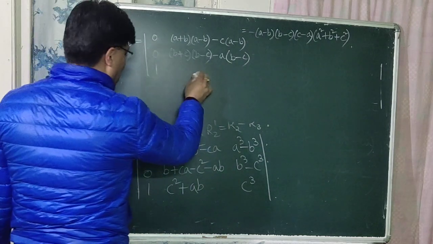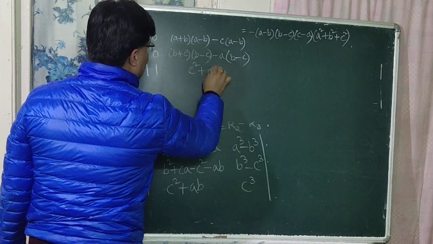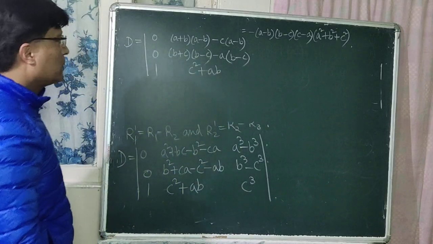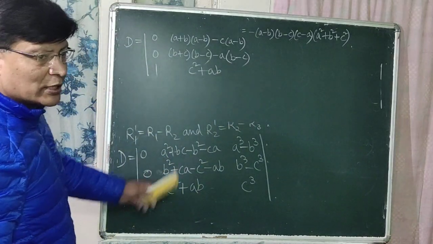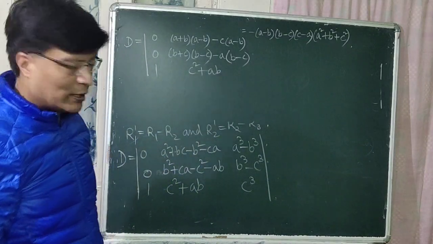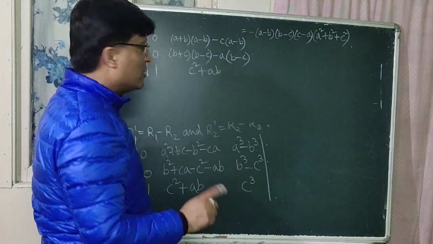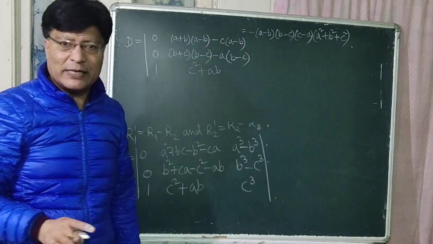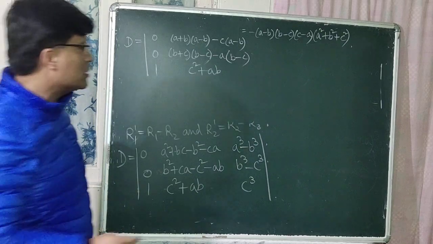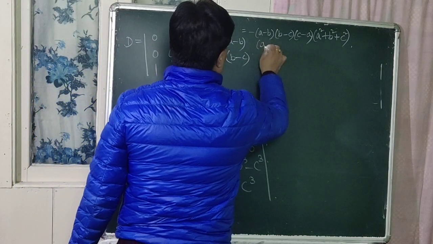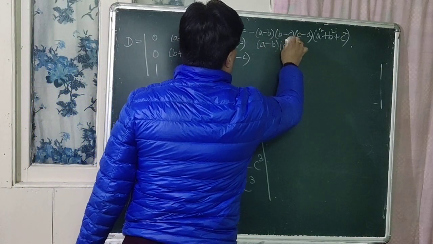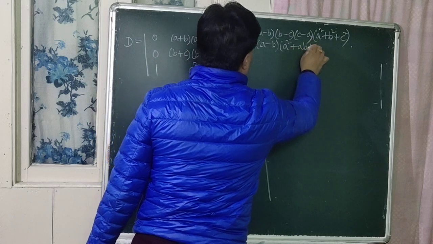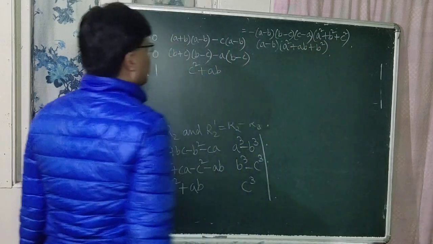Then write down c square plus ab. Next, what is a cube minus b cube? You know that is a formula, the factor formula. What is a cube minus b cube? A minus b into a square plus ab plus b square. So it is a minus b into a square plus ab plus b square.